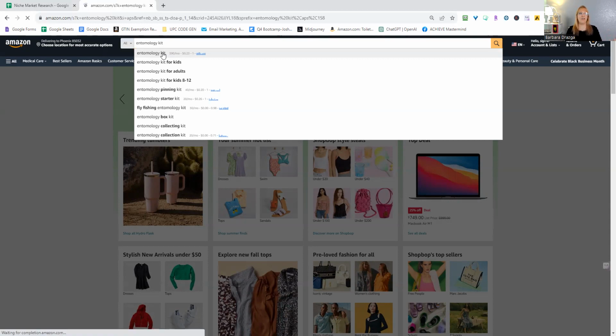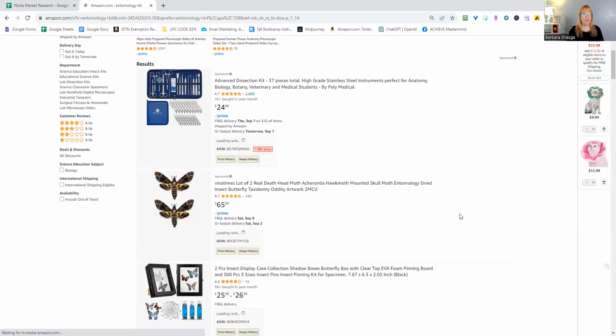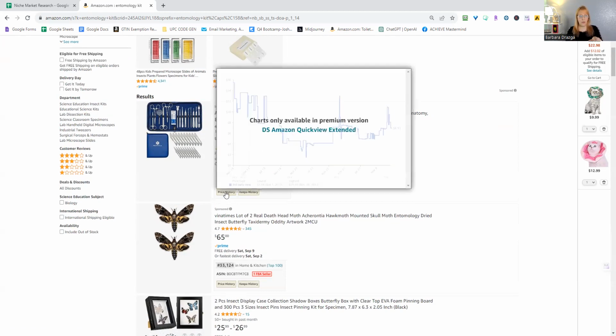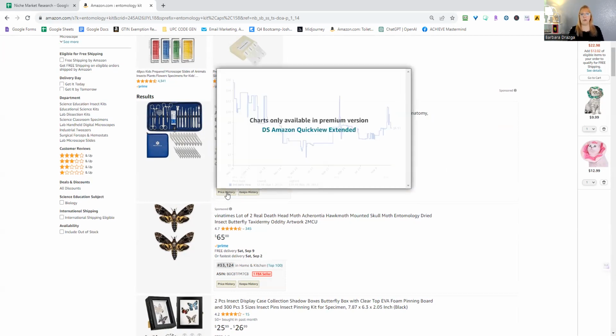So I'm just going to click on entomology kit. And here are the types of things that come up for me. This is a kit with all sorts of supplies. Now, what I'm looking for here, first of all, let me point out this little plugin here, it's called DS Amazon Quick View. There are a lot of different plugins that will show you in the search results a quick view of the statistics that I make decisions on as I build out products to sell on Amazon. I want to know who's selling what, their ranks, their price points, what their reviews are. And I get all of this here in the Amazon Quick View. It's a Chrome plugin.